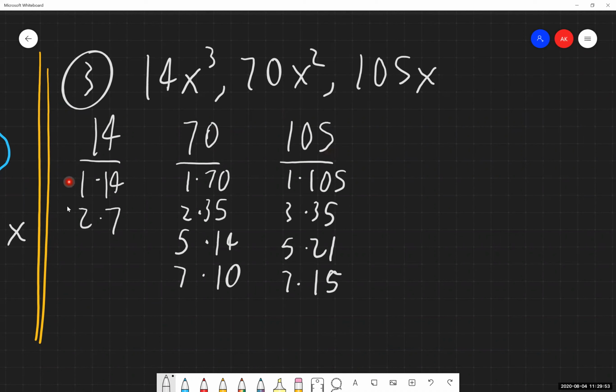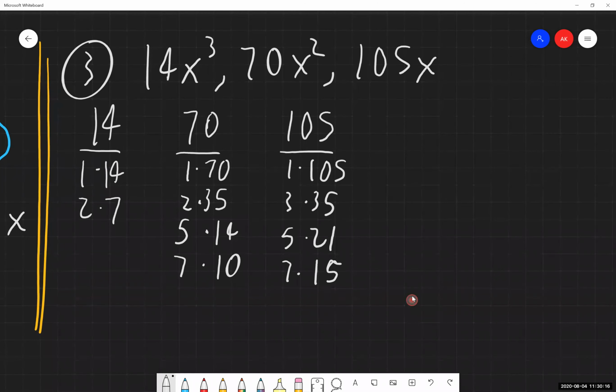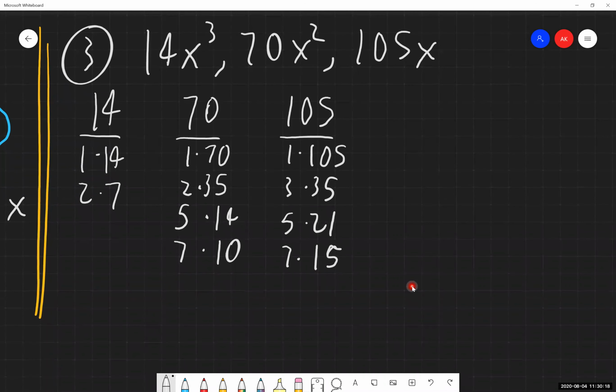As we're reading through these, you can see, okay, 14 and 70 both have 14, but 105 does not, so I cannot use that. Okay, so what's the next number down? What about 7? Well, 14 has 7, 70 has 7, and 105 has a 7 in it. So based on that, the greatest common factor for the numbers is going to be 7.